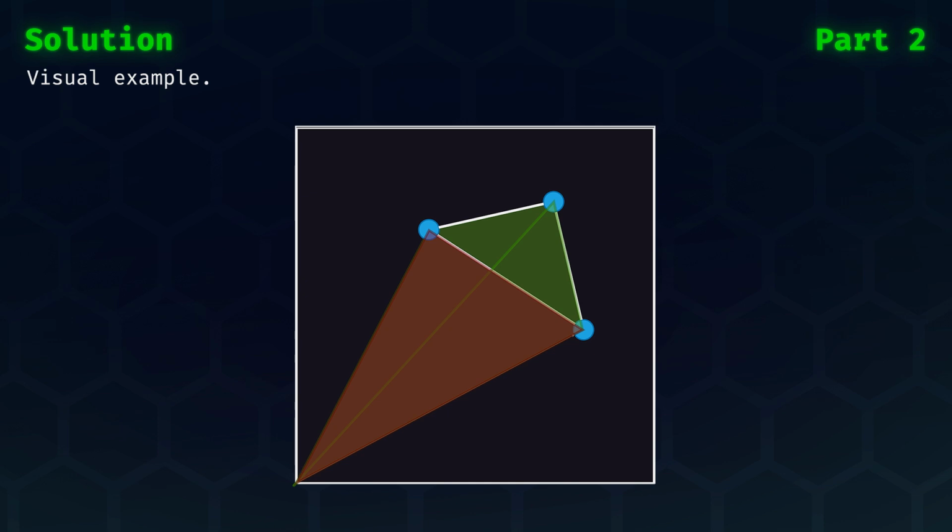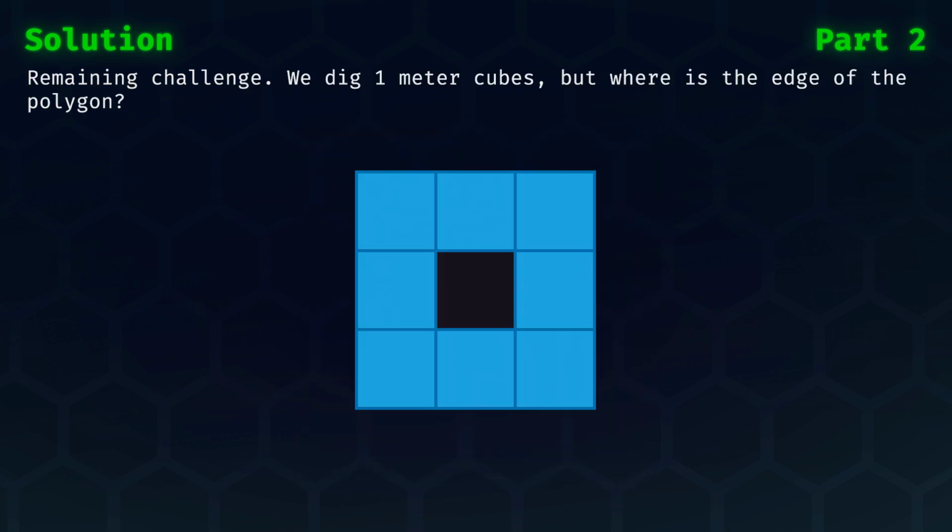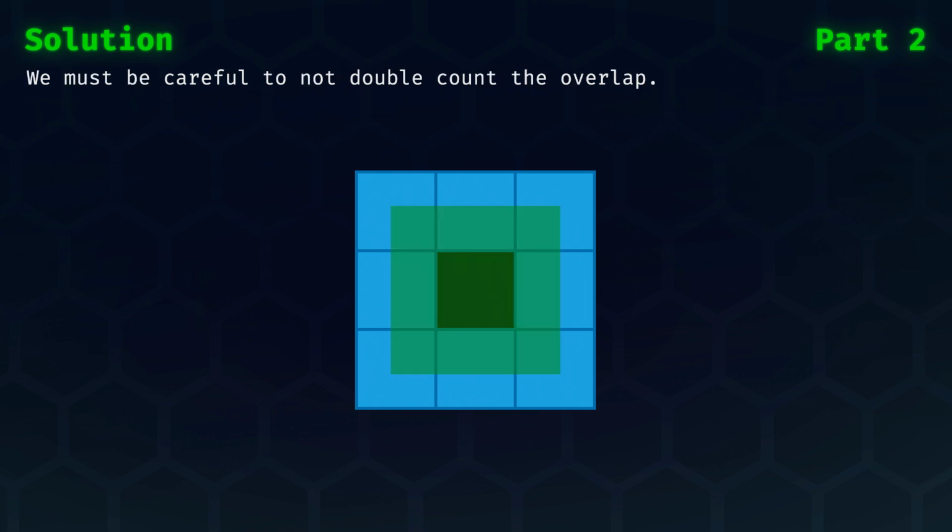The shoelace algorithm helps us compute this in a very simple way. However, before we look at the code, there is a significant remaining challenge. We dig 1 meter cubes, but where is the edge of the polygon located? Actually, the edge runs across the center of the border. So we must be careful to not double count the overlap here.